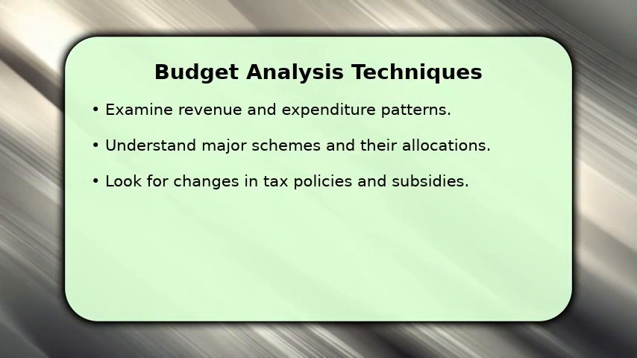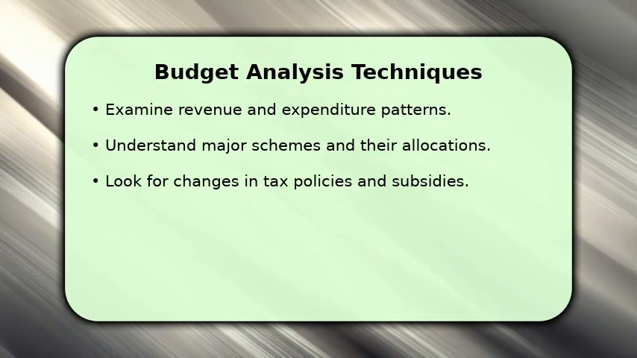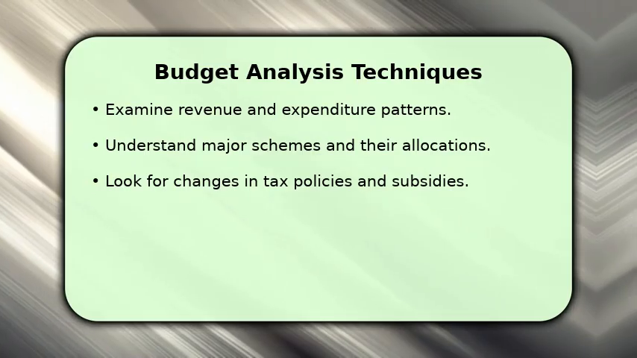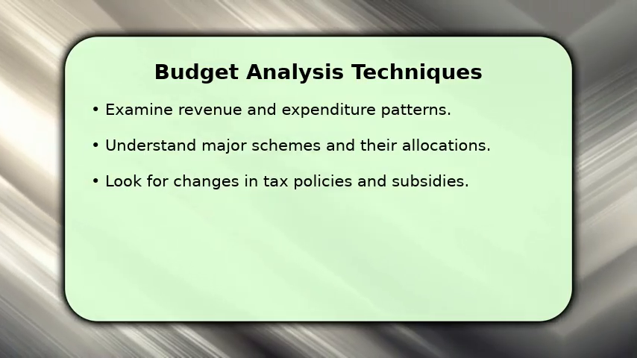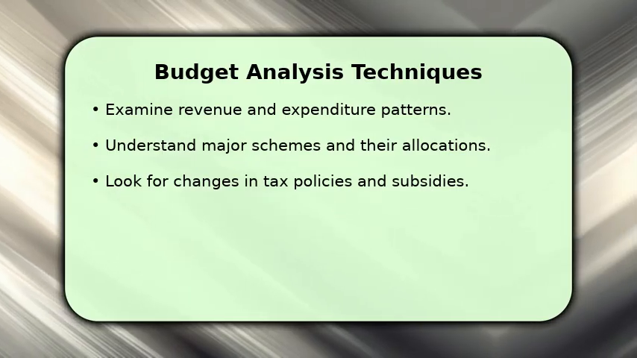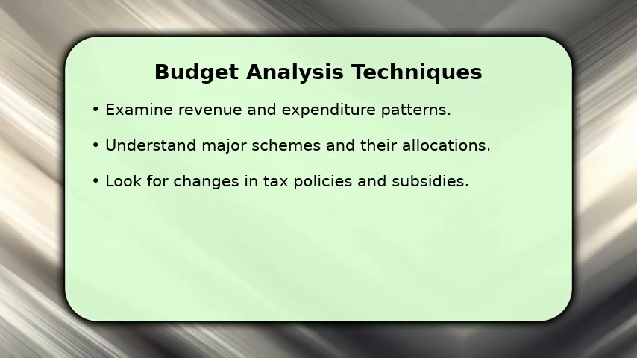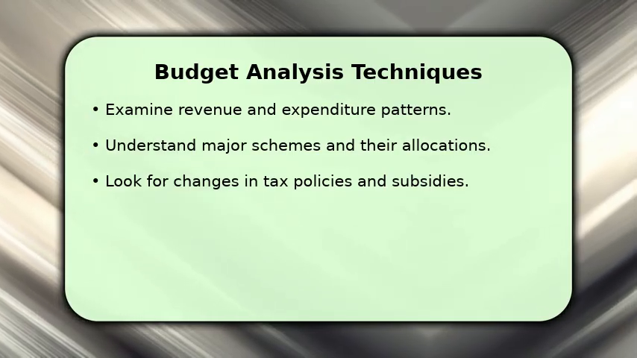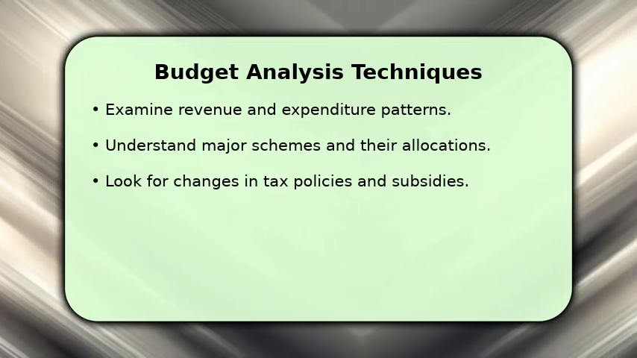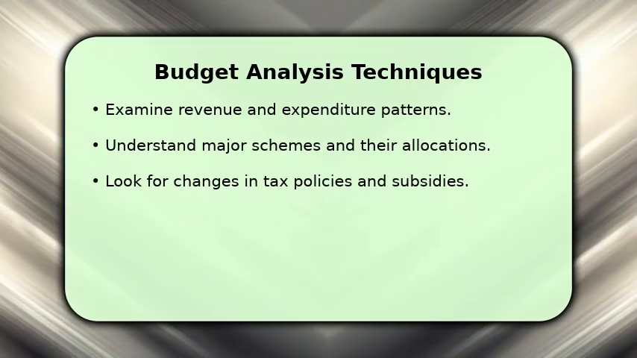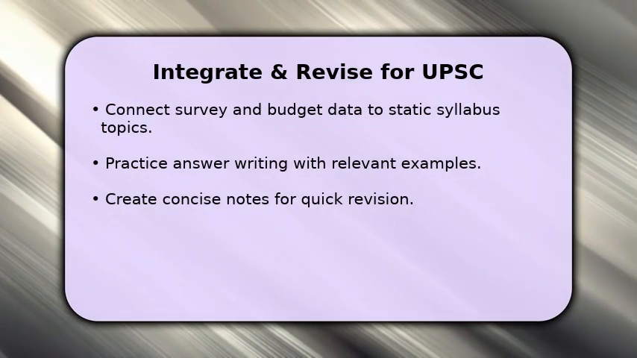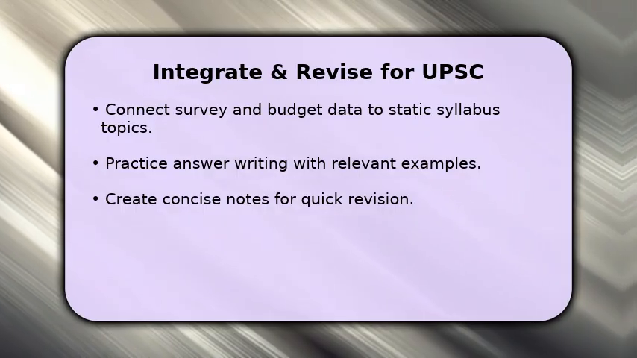For the union budget, begin by reviewing the finance minister's speech and the budget summary for key highlights. Focus on understanding the government's revenue and expenditure patterns, noting any significant shifts. Identify major schemes and their financial allocations, as well as changes in tax policies or subsidies. It is also important to assess the fiscal deficit and the government's approach to debt management, as these reflect economic health.